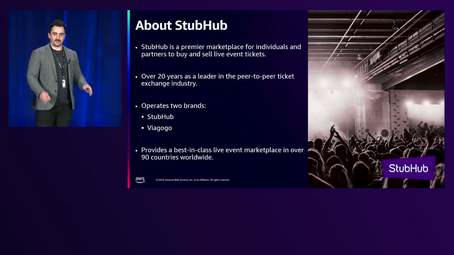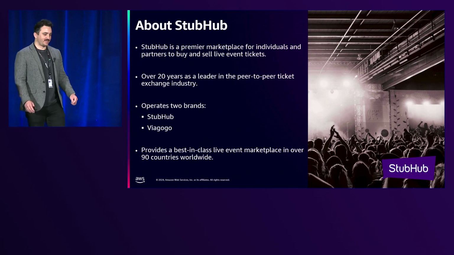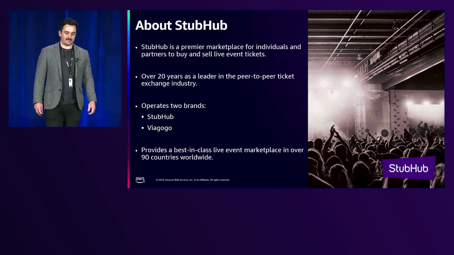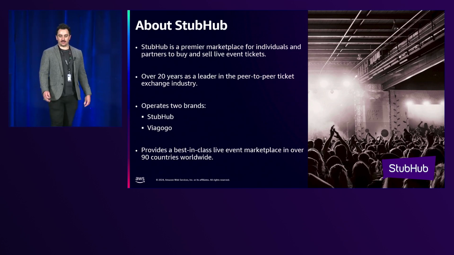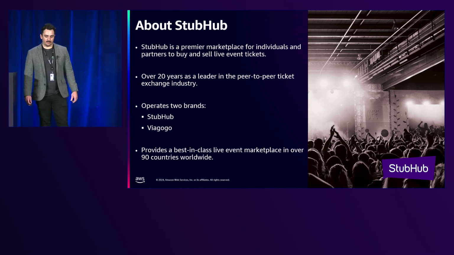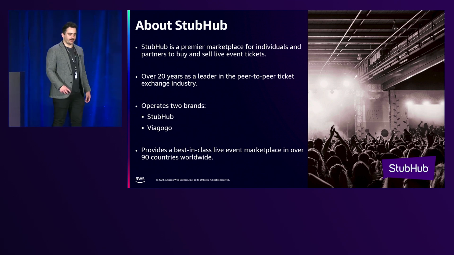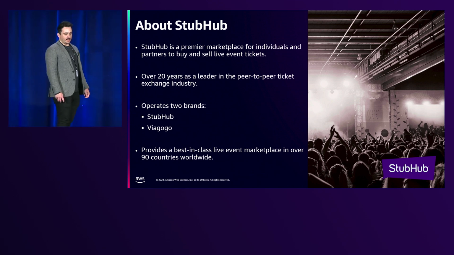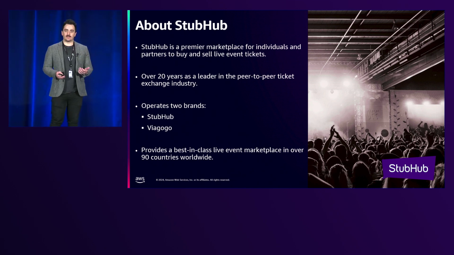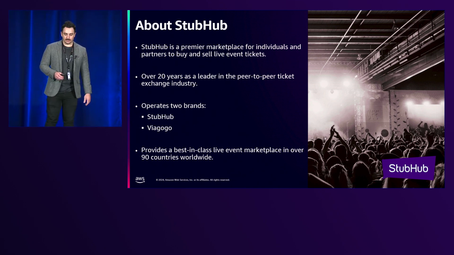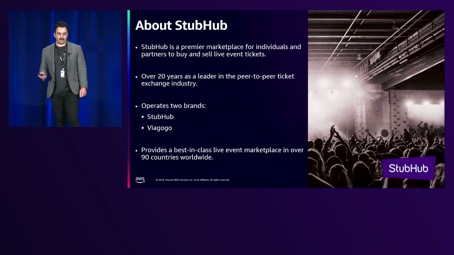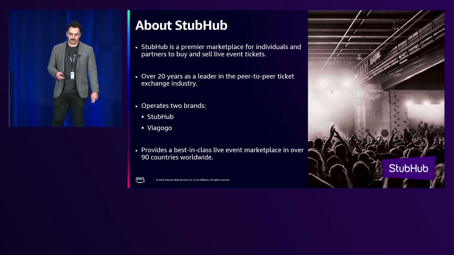Cool. Thanks, Zach. All right, for those of you who don't know, let's do a brief intro to StubHub. StubHub is a marketplace for individuals and partners to buy and resell live event tickets. We've been around for over 20 years as a leader in the peer-to-peer market exchange industry. We operate two different brands. One is more prevalent within the US and the other is more international, StubHub and Viagogo.